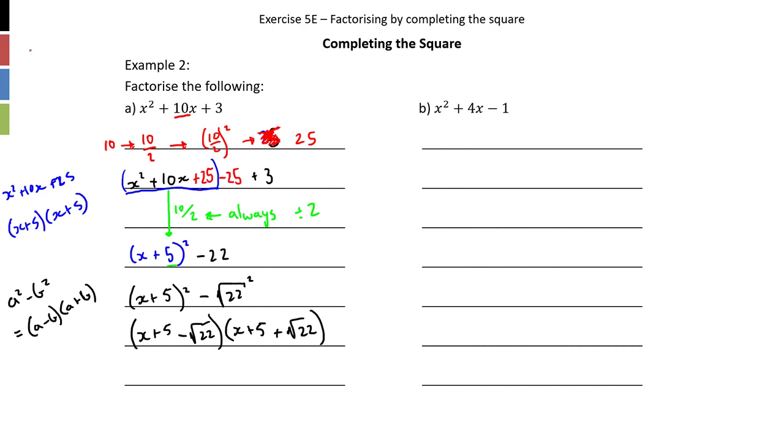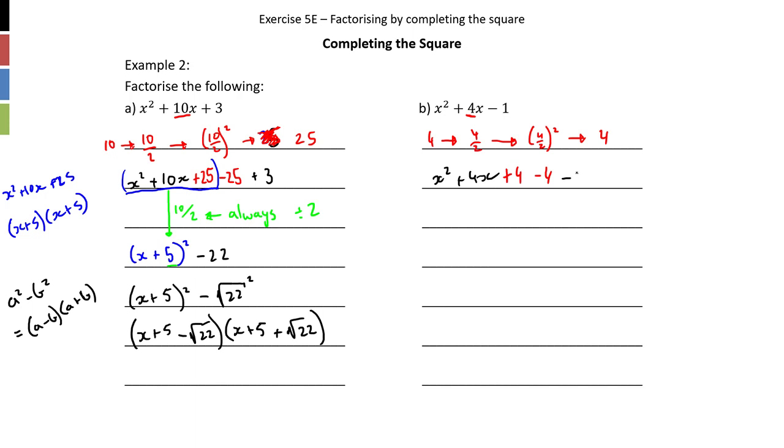So let's do it again. We start with our 4. What are we going to do to it? We always divide it by 2, so we get 4 on 2. Then we square it: 4 on 2 squared. If we simplify that, 4 divided by 2 is 2, and 2 squared is 4. So my problem, I have x squared plus 4x. I'm going to insert my special number, plus 4 minus 4, always the addition first.